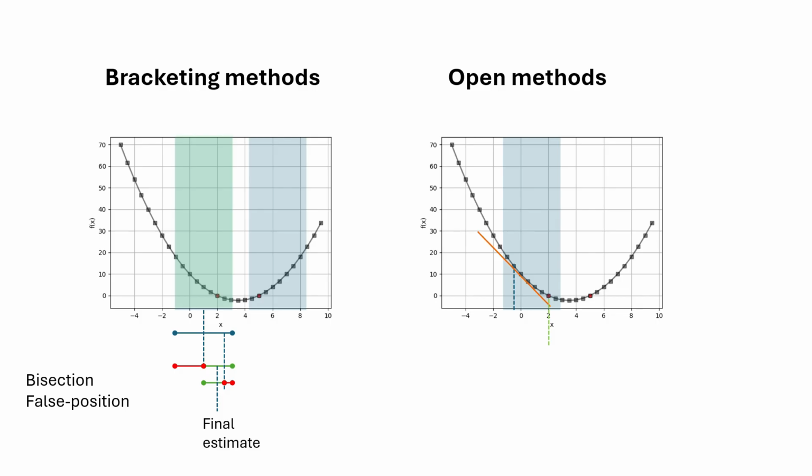These methods require the initial guess to be closer to the root value and may fail to converge if the initial guess is not close enough. Examples of open methods include Newton-Raphson, secant, and modified secant methods. With this, we conclude our video.